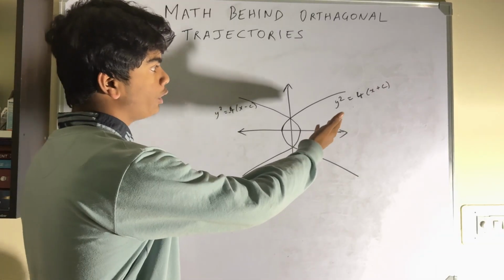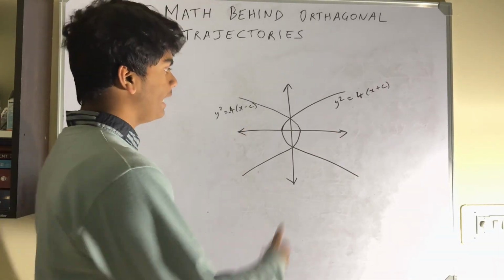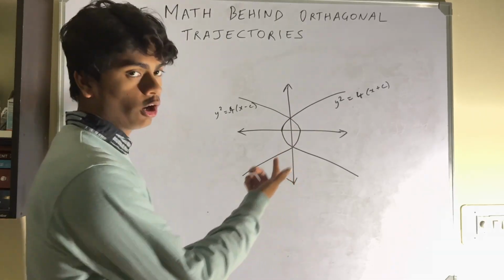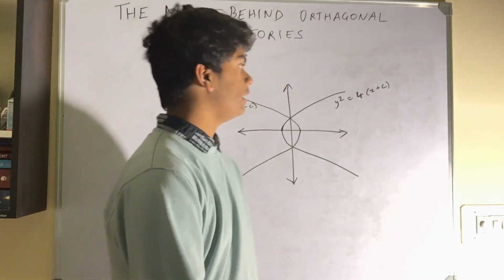It's y square equal to 4 into x plus c and y square equal to minus 4 into x minus c. They are self-orthogonal and they belong to the same family of curves. Samarth will explain a problem and help you understand this better.